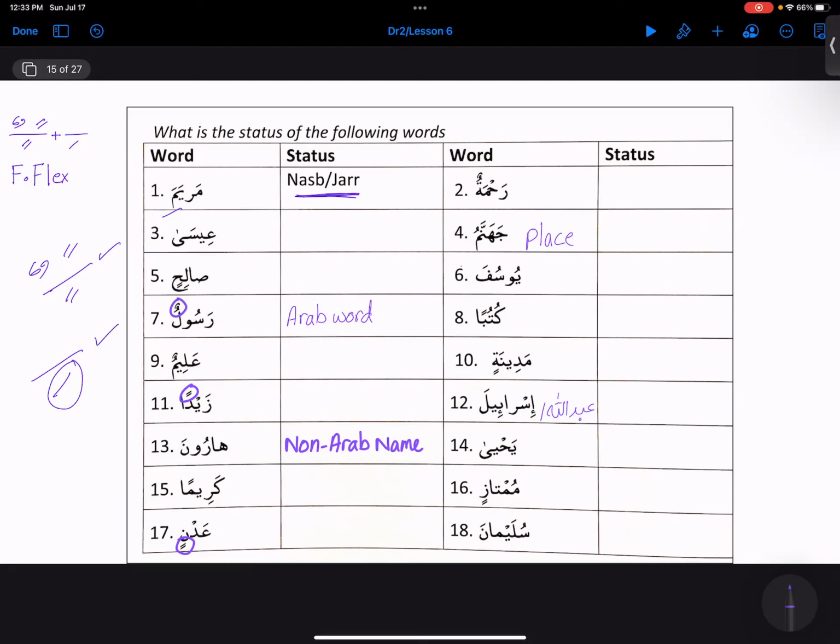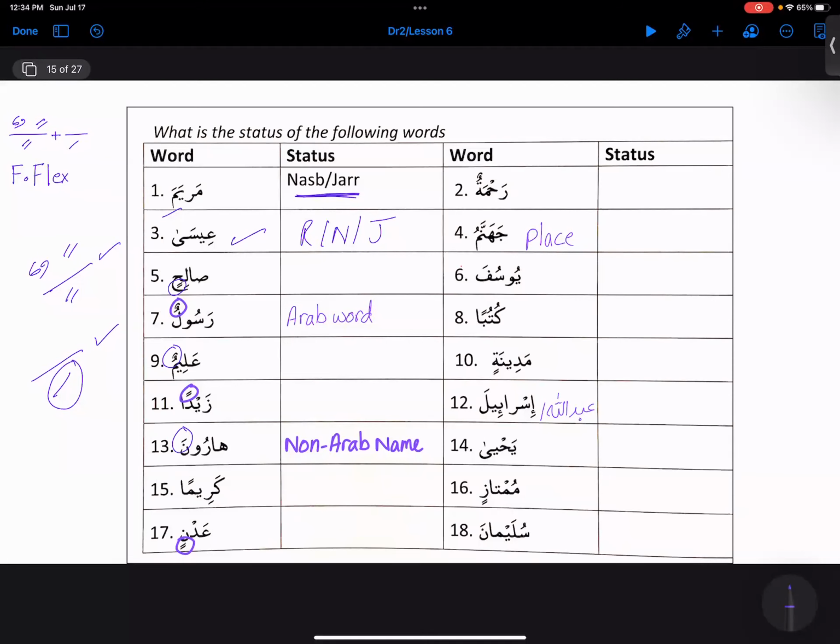Now, Isa, non-flexible. So we can say this is rafa, nasab, and jar. Allah knows which one is there. Now, Salihin, since I see tanween over here, with my eyes closed I'm going to say it is fully flexible. Rasulun, fully flexible. I don't even have to think about it, because I see tanween. Alimun, fully flexible. Zaidan, fully flexible.